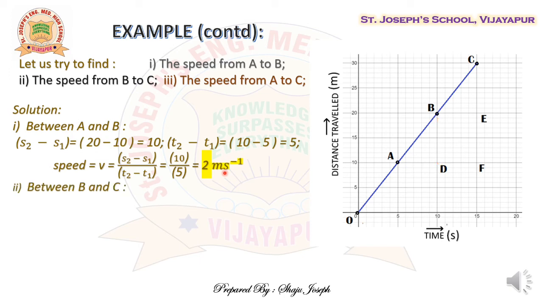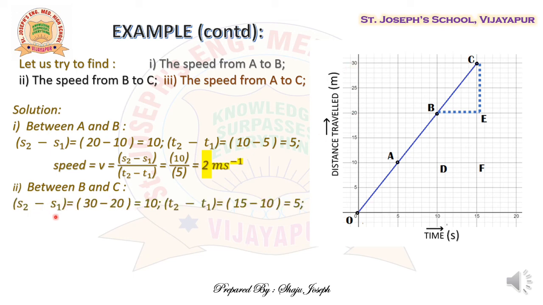Now let us go for the second sub question, that is from B to C. The initial point is B this time. C is the final point. Let us draw the same horizontal line and vertical line. This time BE will represent the time gap, from 10 to 15. Okay, and CE will show us the distance between 20 and 30. So first the change in distance: from C, horizontally, it is 30, and from B it is 20. 30 minus 20, the answer is 10 meters.